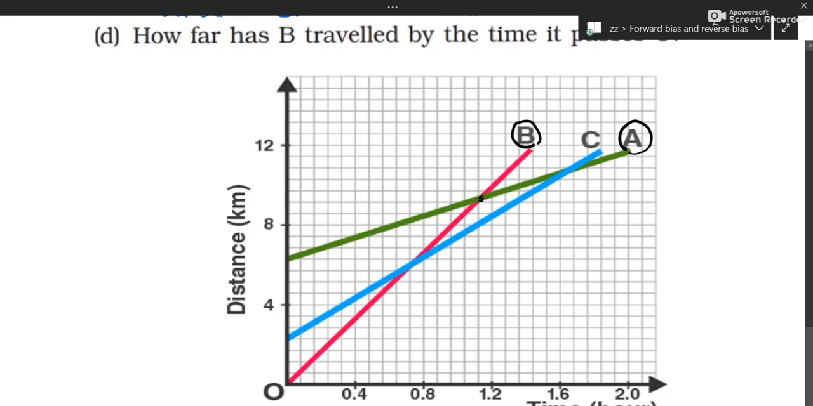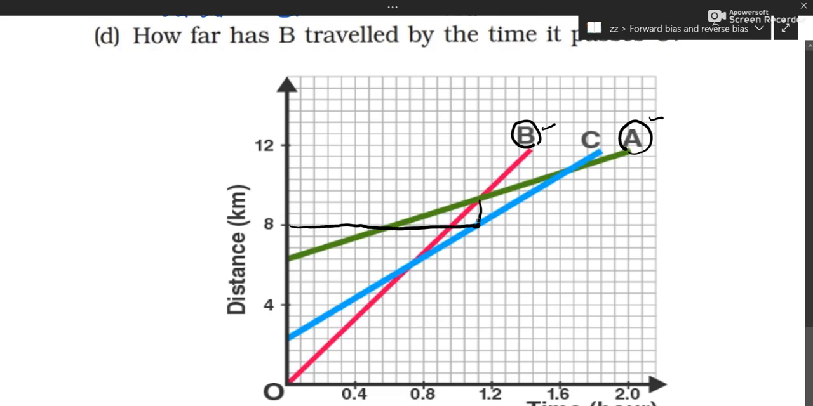How far has C traveled? This is the question. When B passes A, how far has C traveled? This blue has traveled. So we will see they are meeting here. We will put a perpendicular. The perpendicular is touching C here. So what is C's position here? We'll find out. So you can see it is approximately equal to 8. In fact, it is equal to 8.